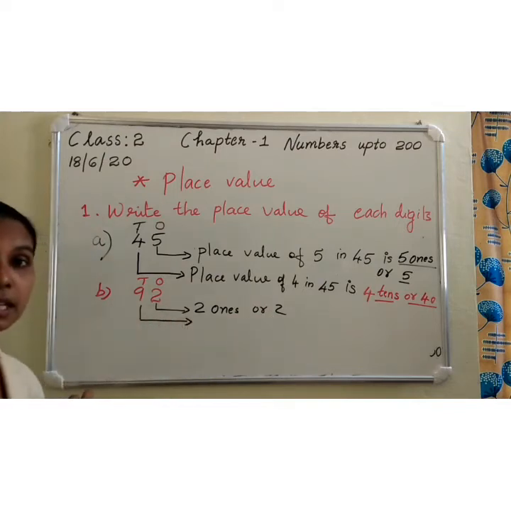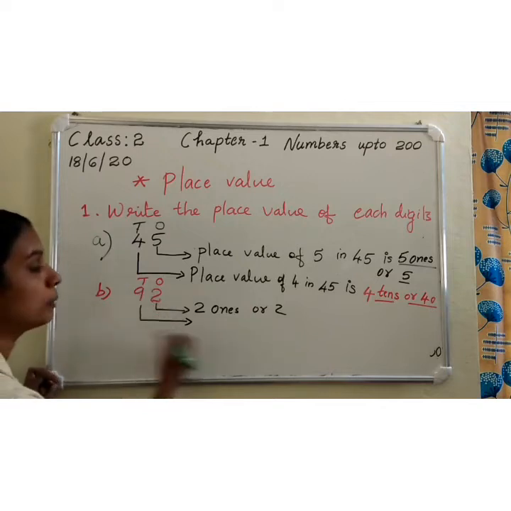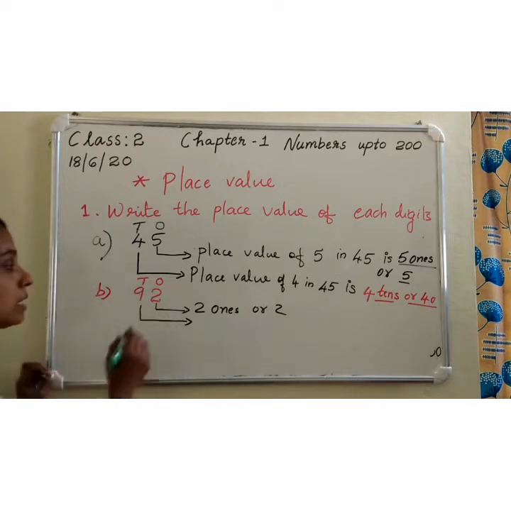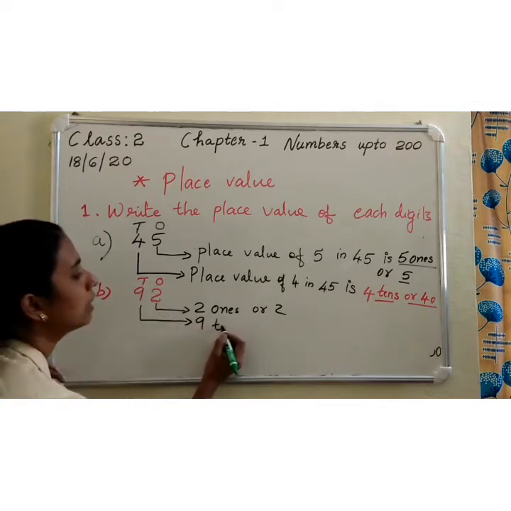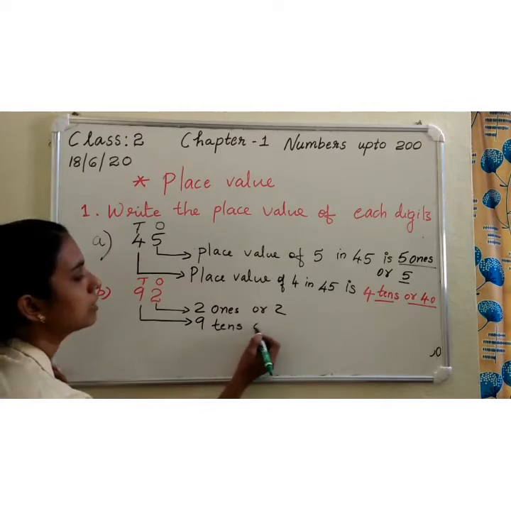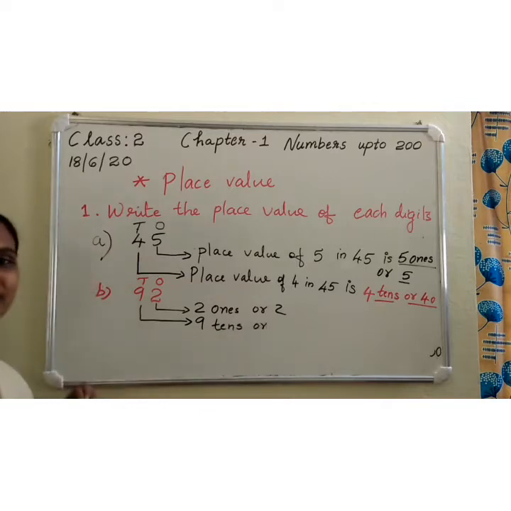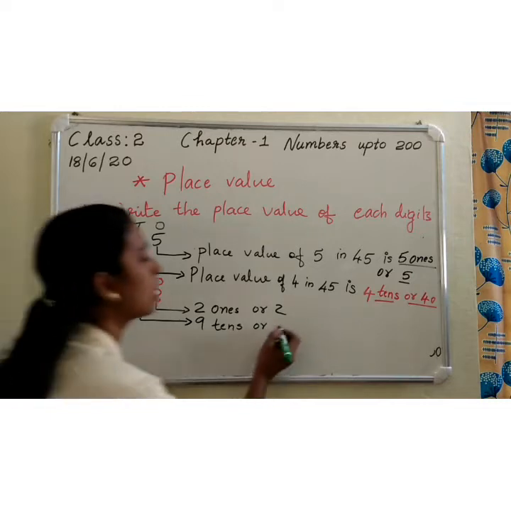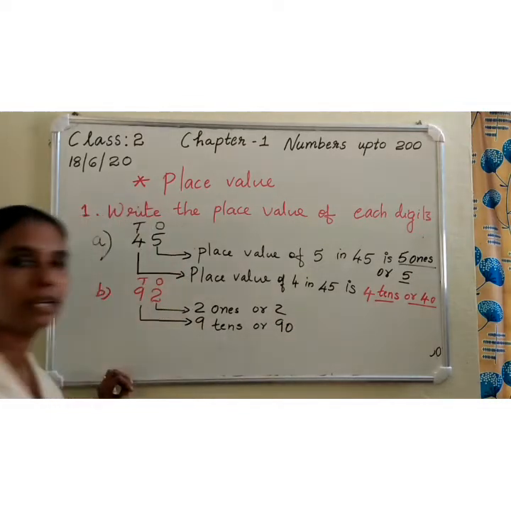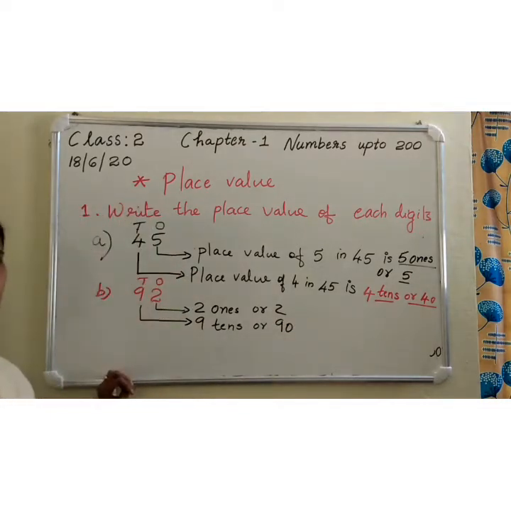Then, what is the place value of 9? 9 in which place? Tens place. So, its place value is 9 tens. What is 9 tens? 9 tens are 90. Get it? Then next, see the question.